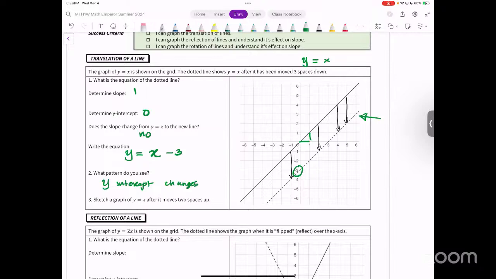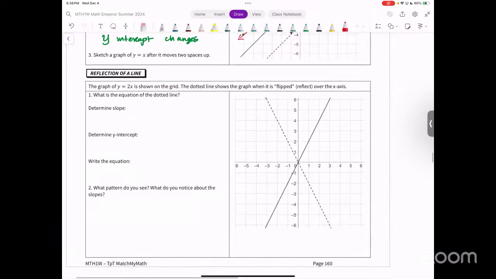Sketch the graph of the line after moving 2 spaces up. If I move 2 spaces up, I'm just going to graph it. So what's going to happen? The y-intercept is just going to move 2 spaces up. Rise over run, the slope doesn't change. You can see the only thing that changes is the y-intercept, as you see in the picture. This is what happens when you move the graph vertically up or down. Makes sense? Are you seeing the pictures there? Okay. Now let's go to the next one.